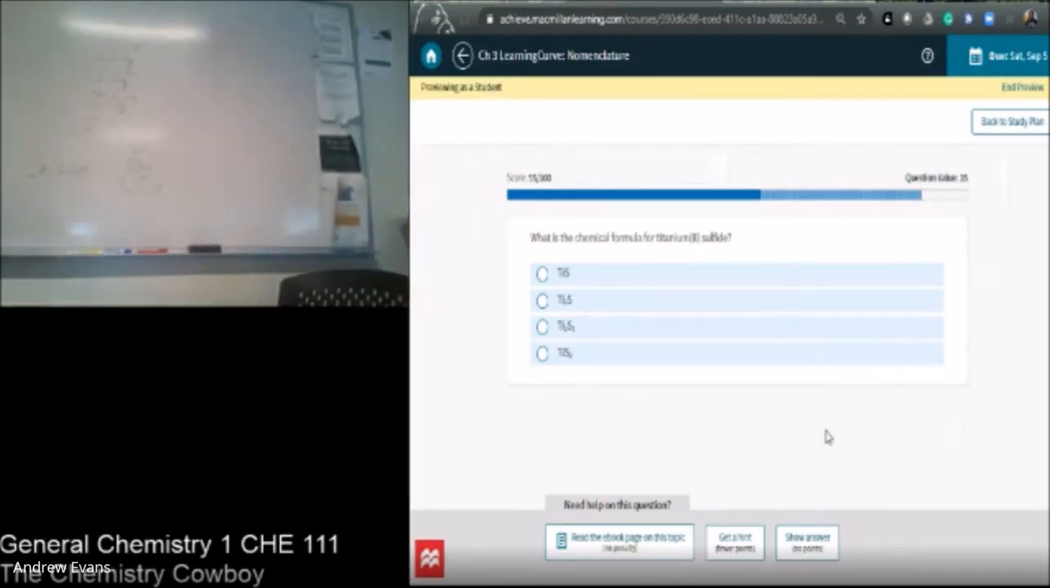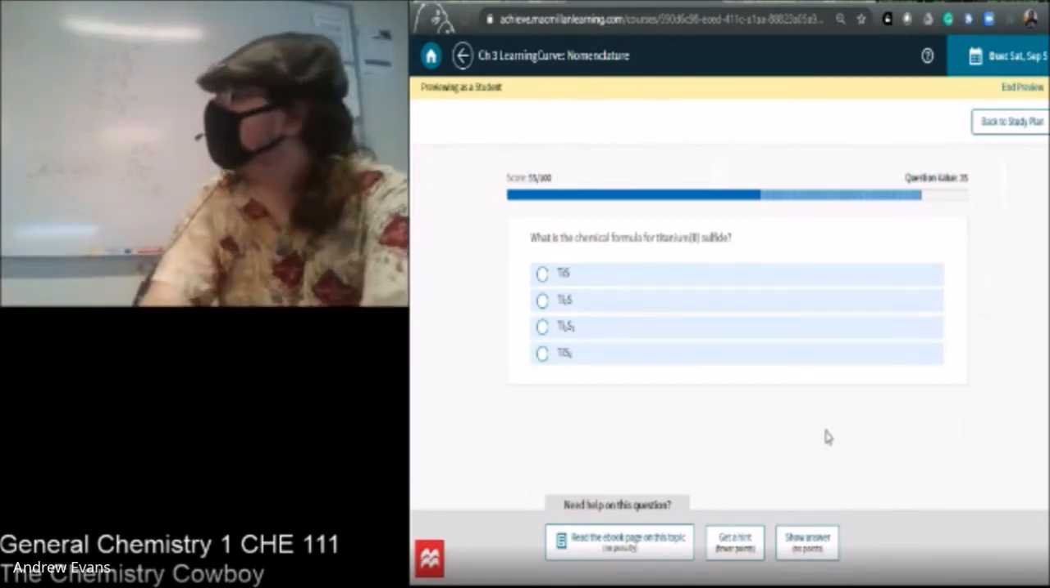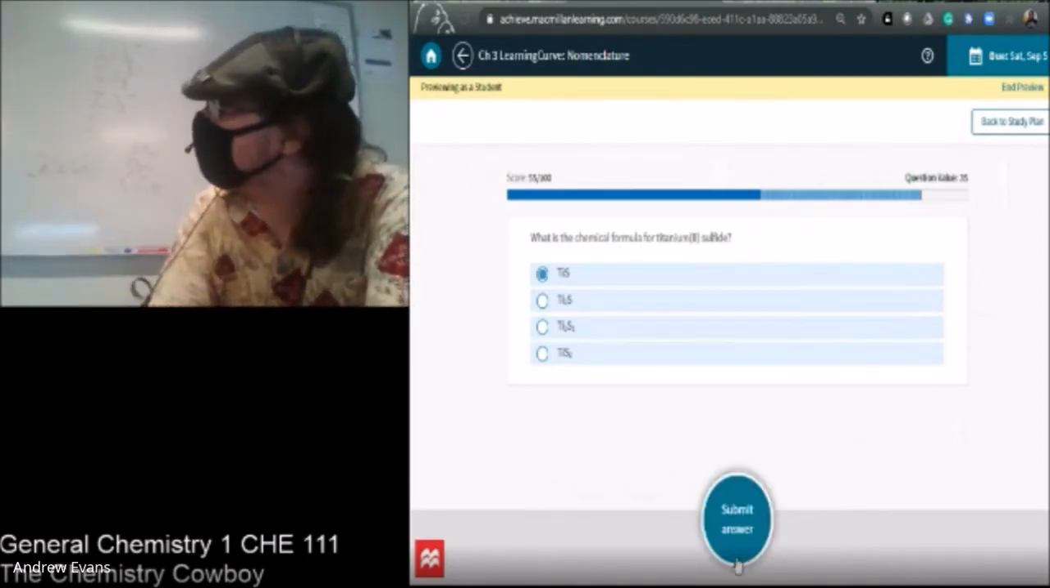Which of these compounds would be titanium 2 sulfide? Once again, sulfur, group 6, 2 minus. 2 plus, 2 minus. This is just really odd that this is not always the case.